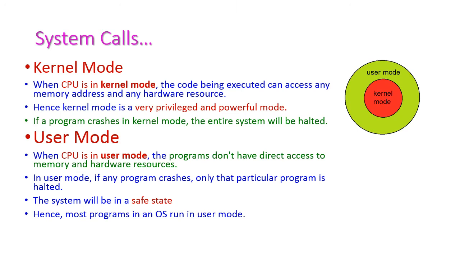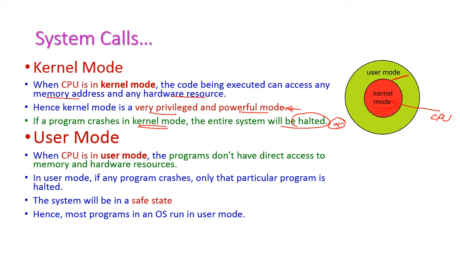To learn system calls, it is important to understand which is kernel mode and which is user mode. If the CPU is in kernel mode, then it can directly access memory addresses and hardware resources, because kernel mode is very privileged and powerful. From kernel mode we can easily access all the hardware resources. If the program crashes in kernel mode, then the entire system will be halted, because this is very sensitive.